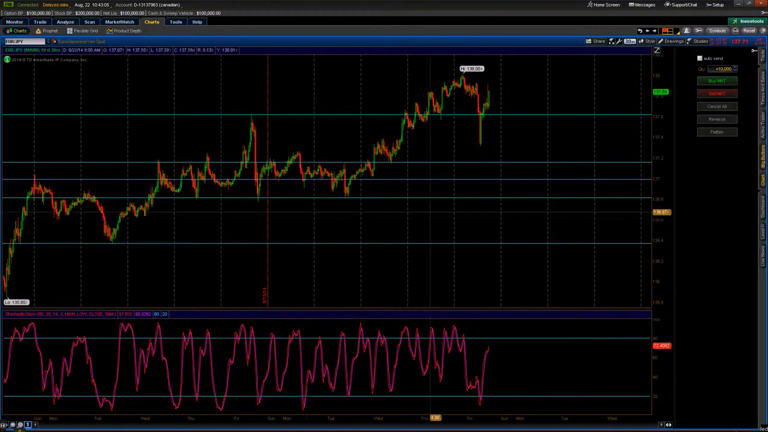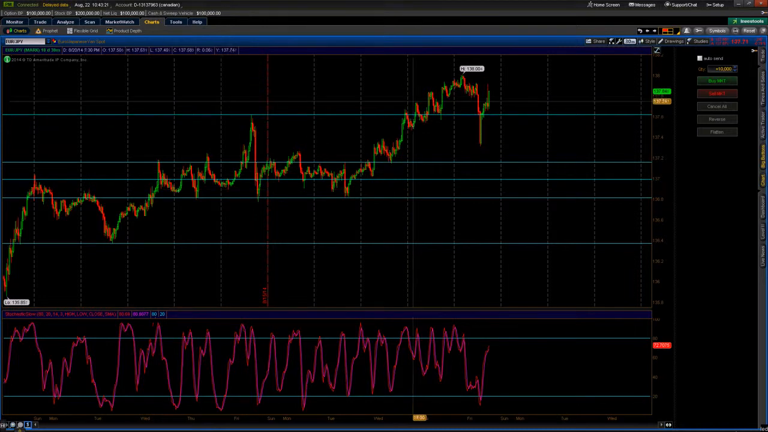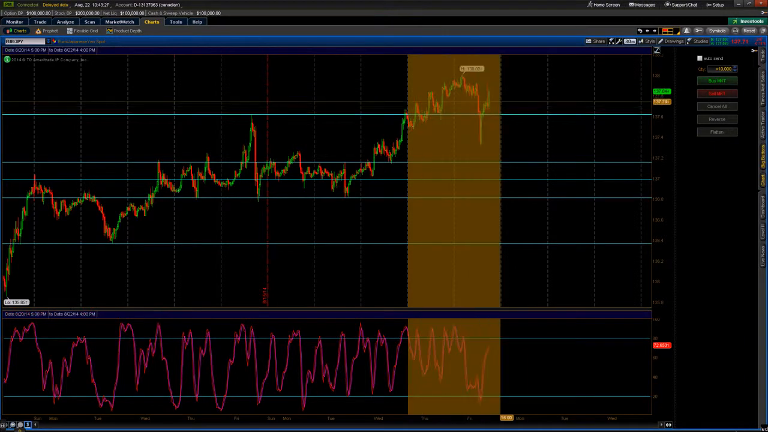So what you want to do is, as you can see, I drew in blue lines to indicate what I think were major points of resistance and support. Now what I define by this is where visually on the chart the price bounces off at least 2 times. Obviously, we have to pretend as if this hasn't happened yet.